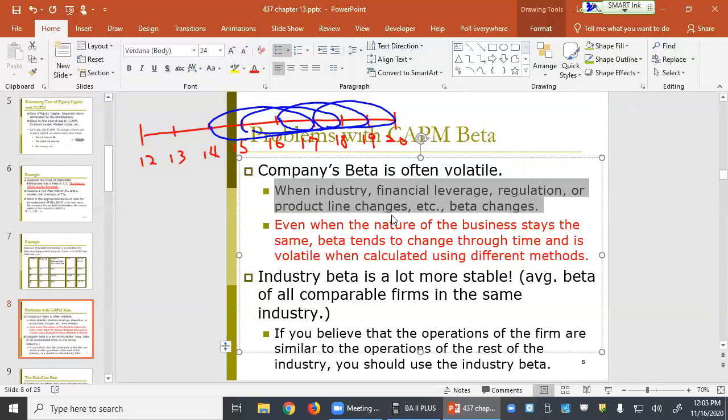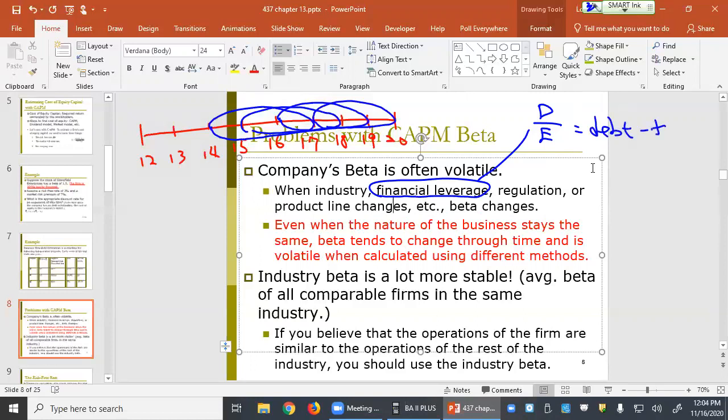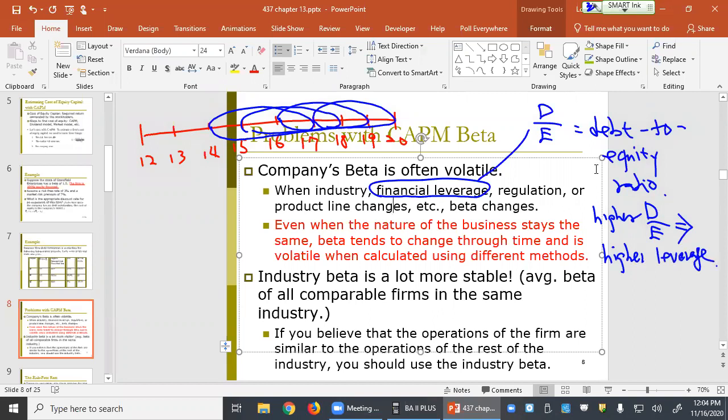We have also found that when the company's financial leverage changes, the beta also changes. Financial leverage is often measured by the debt to equity ratio: market value of debt divided by market value of equity. This is called the debt to equity ratio. A higher debt to equity ratio means higher financial leverage.